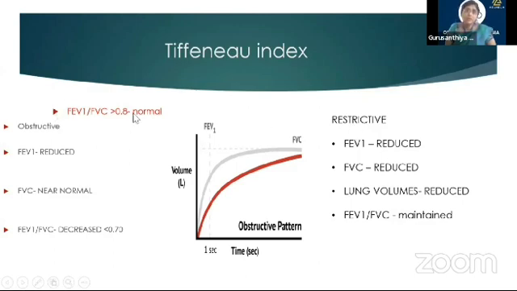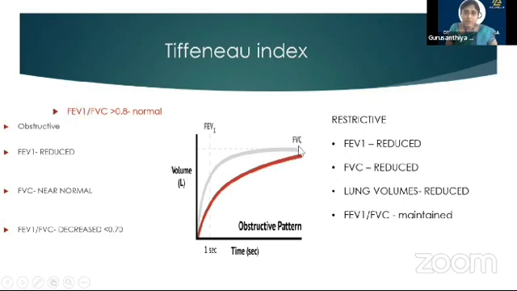How to differentiate between obstructive and restrictive pathology with the PFT has been a nightmare for everybody. So in an obstructive pathology, in this volume time graph, as you can see, this is a normal graph and this is an obstructive pattern graph. What happens is there is a significant drop in the FEV1 in case of an obstruction. So the numerator is decreased in the obstructive pattern.